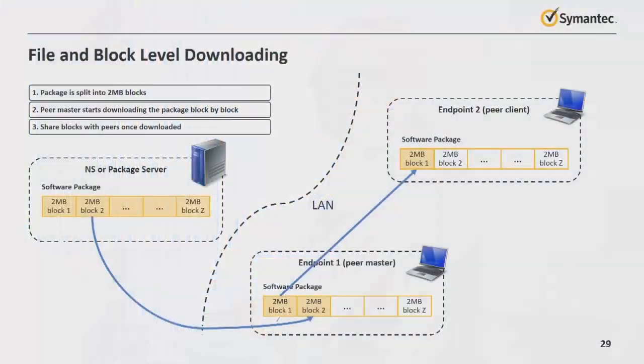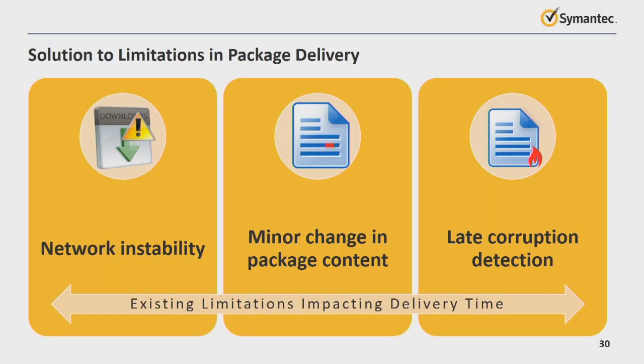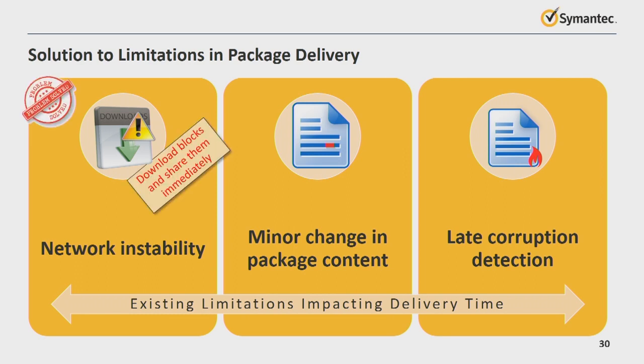Okay, so how does this translate to our network issues, right? So for network instability, links up and down, we're basically downloading the blocks and sharing them immediately. So there is no interruption. I got my 510 blocks out of 1,000. I'm just going to continue at 511 and continue on. Okay? If you have a minor change in the package content, it transfers only the changed blocks. Okay, so just the 1 bits or the 2 megabyte blocks, 20 megabyte, whatever you set it for.